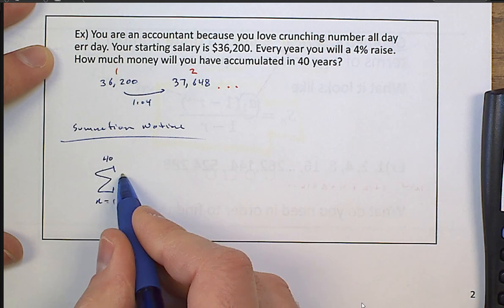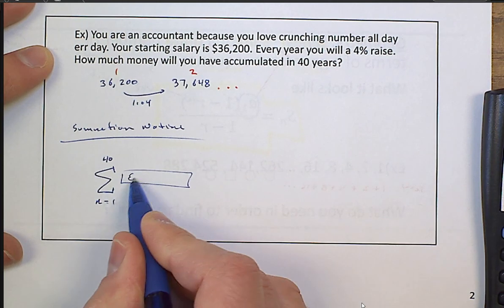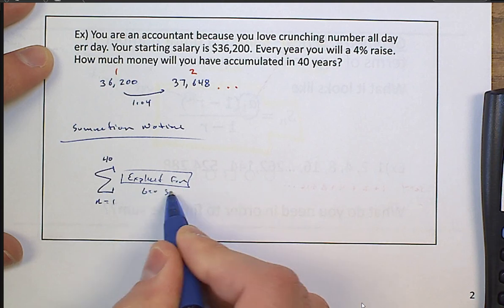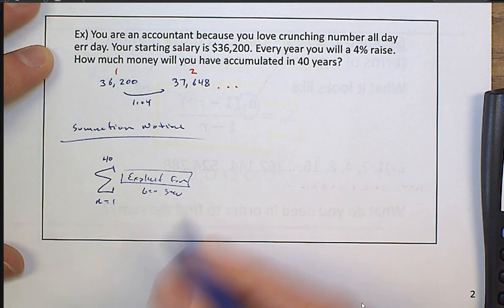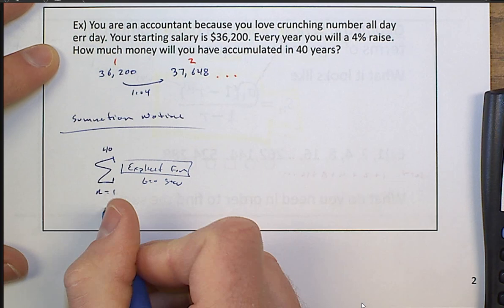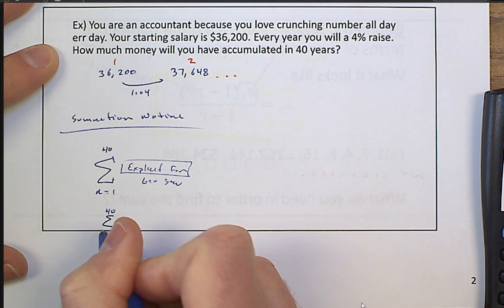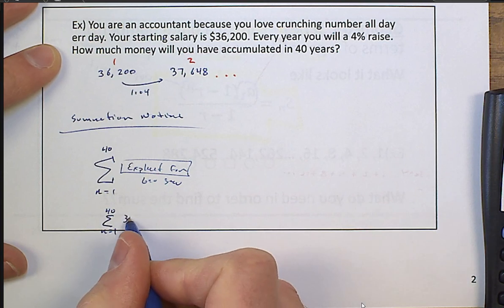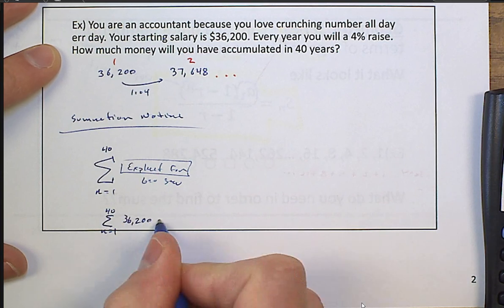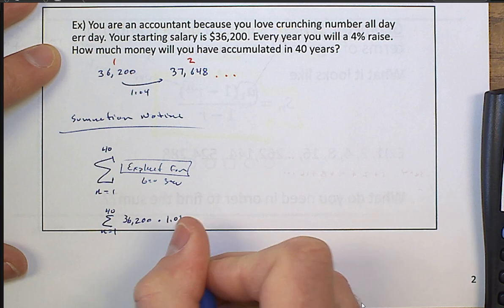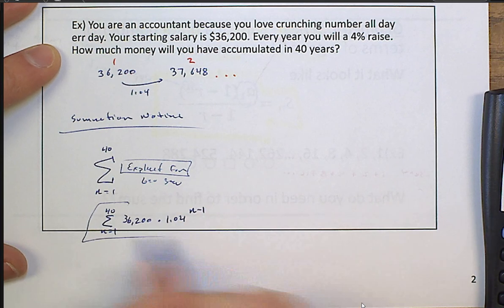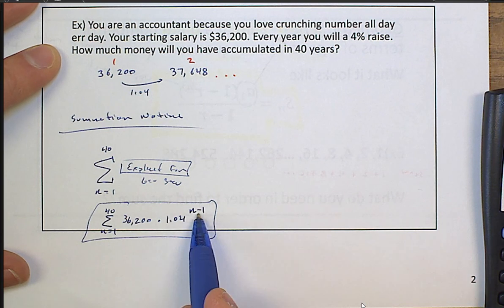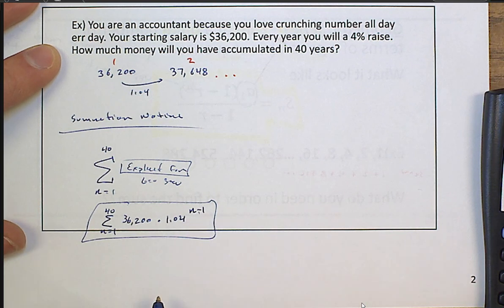Remember, this is the explicit formula for a geometric sequence. Well, what's that going to be? So really we're going to have 40, n equals 1. The explicit formula is the first term, so 36,200 times the common ratio 1.04 to the n minus 1 power. If I ask you for summation notation of this problem, this is what it would be. Now, if you put a 39 here, I would still accept that. Okay? So let's go ahead and find the sum.